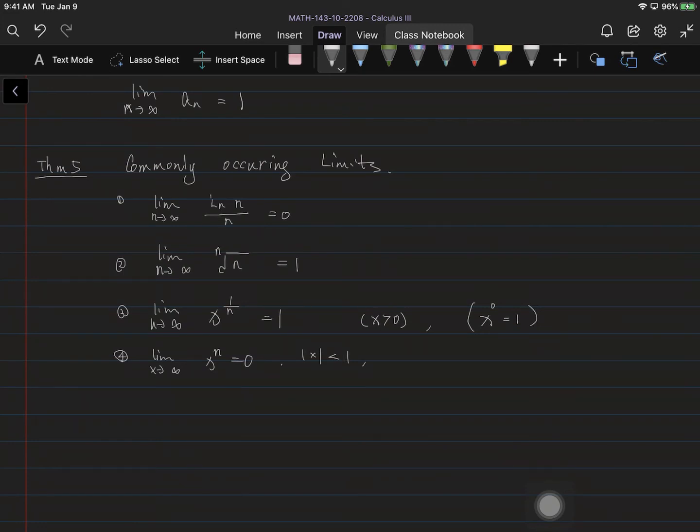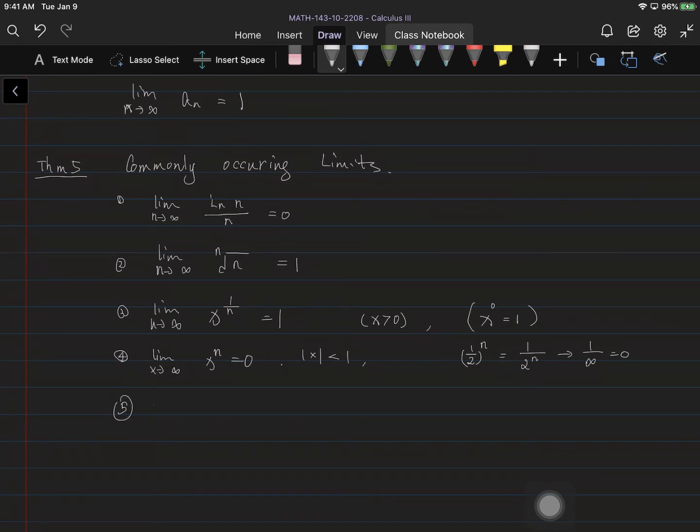Let's take a look. What's the meaning of that one? That means, for example, 1/2 to the power n. We can change this into 1 over 2 to the n. So when n goes to infinity, it's kind of 1 over infinity, which is 0. Right? Kind of thing like this. When the absolute value of x is smaller than 1, we always have limit 0 here.